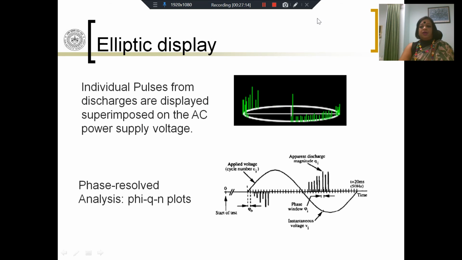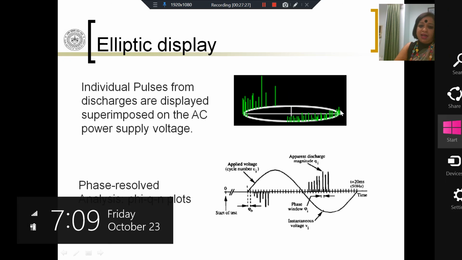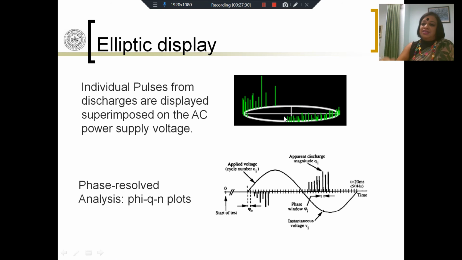And generally, if you look at a PD detector, you will see that they use a display like this, where you have an elliptic display, and you can see individual pulses playing on some parts of the ellipse. Now, let me tell you, this ellipse is nothing but the sine wave folded on itself, which means that this part of the ellipse corresponds to some part of the sine. So if you take this ellipse and open it out, what you will see is a sine wave, and this gives you an estimate of the phase at which these PD pulses are being seen.